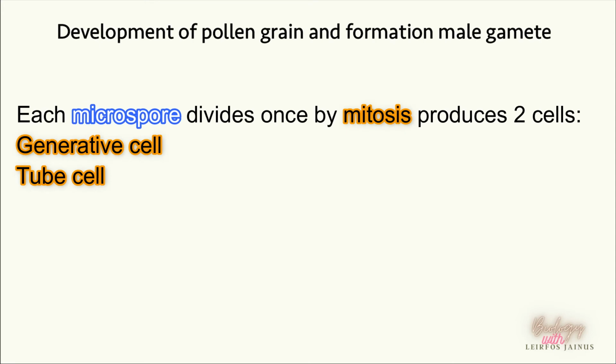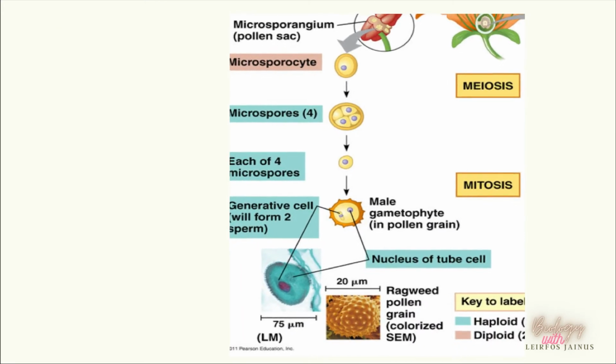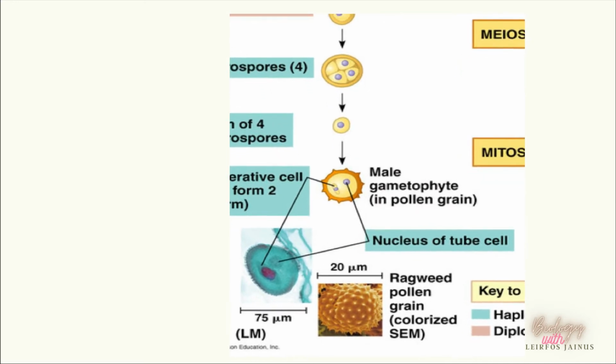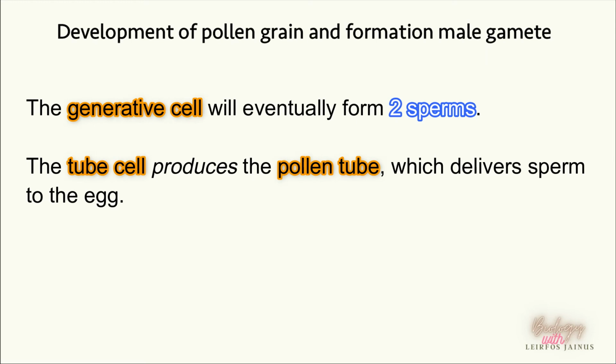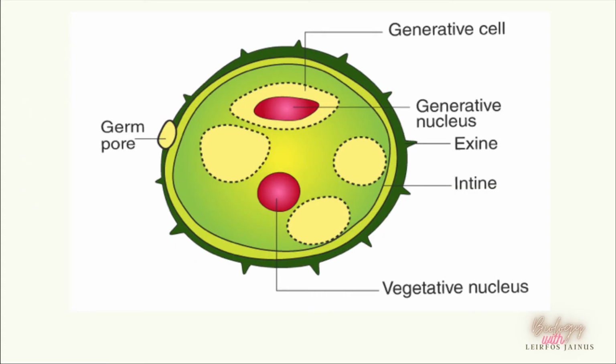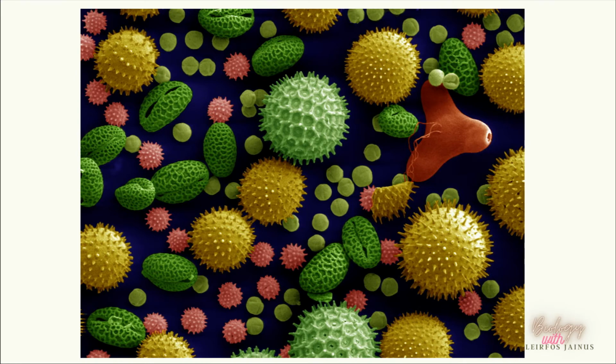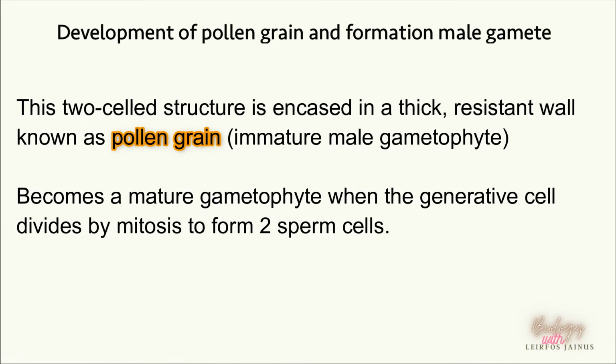The generative cell undergoes mitosis to produce two sperms. The tube cell divides and differentiates into the pollen tube that delivers the sperm to the egg in the embryo sac. This is the pollen grain, which protects and encloses the immature male gametophyte.